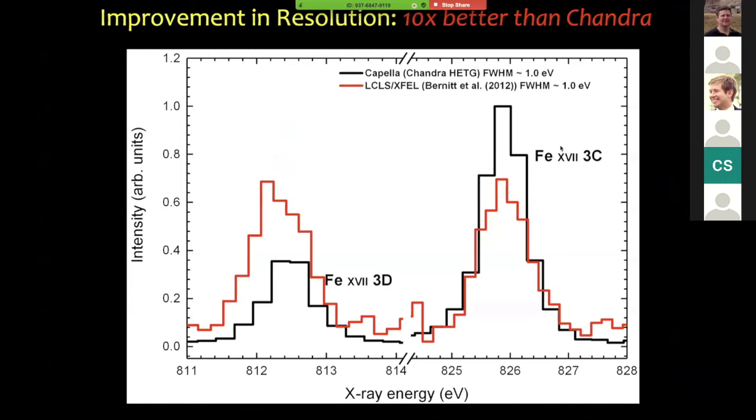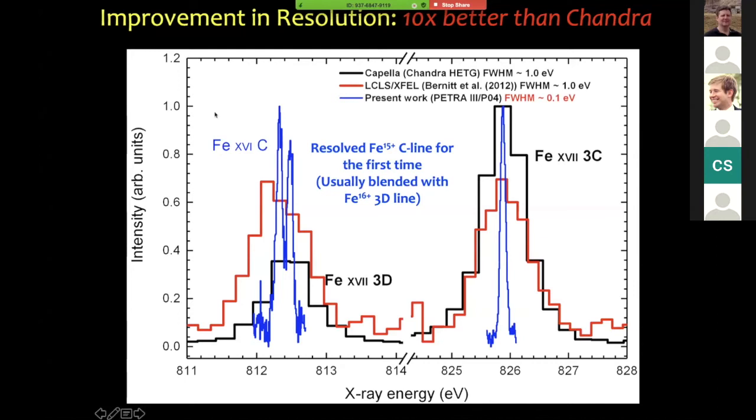Another improvement we made was in the resolution. What you see here is the 3C and 3D from the LCLS measurement, which had roughly 1 eV full width at half maximum resolution at 825 eV, which is very close to the Chandra high energy transmission grating also. Here we improved 10 times. And with this 10 times better resolution, for the first time we were able to resolve this line C from iron 15 plus from line 3D. So with the improvement in resolution, we also solved the problem related to this resonant population transfer between these two ionic species.